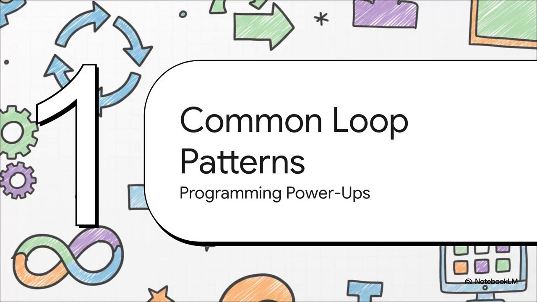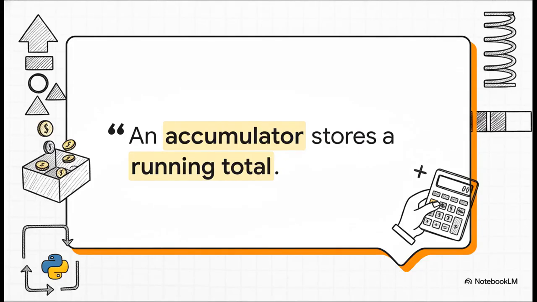All right, section 3, powerful loop patterns. Think of these as your first programming power-ups. Now that you've got the basics down, let's look at 2 super common patterns that will make your loops way more useful, the accumulator and the counter. First up, we have the accumulator pattern. This is perfect anytime you need to calculate a running total. The idea is really simple. You just create a variable to hold your total, kind of like a piggy bank, before the loop even starts.